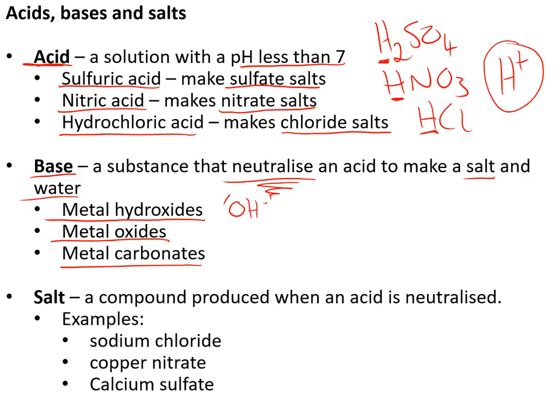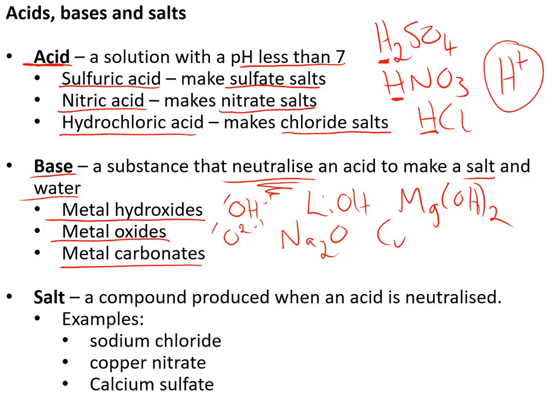So we might have lithium hydroxide, which is LiOH. We could have magnesium hydroxide, Mg, with two of those OHs, so Mg(OH)2, like that in brackets. Metal oxides all just feature an oxide ion, O2 minus, like this. So we could have Na2O, that's sodium oxide. We might have copper oxide, CuO, and so on. And then the last one we've got is metal carbonates. They all feature the CO3 2 minus ion. So, for example, calcium carbonate, CaCO3, magnesium carbonate, MgCO3, and so on.